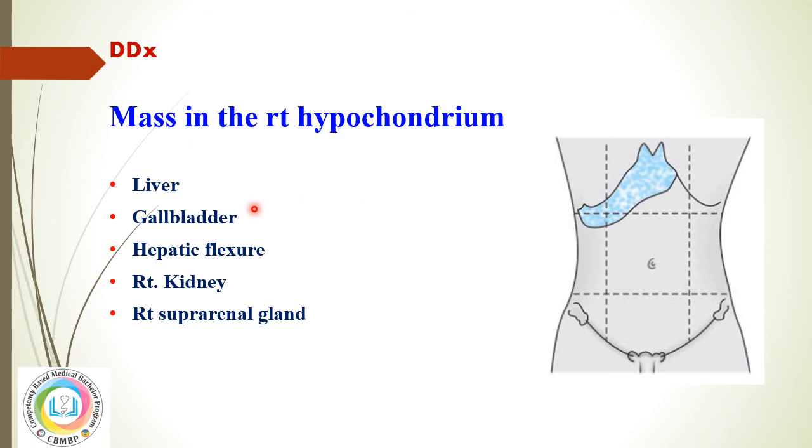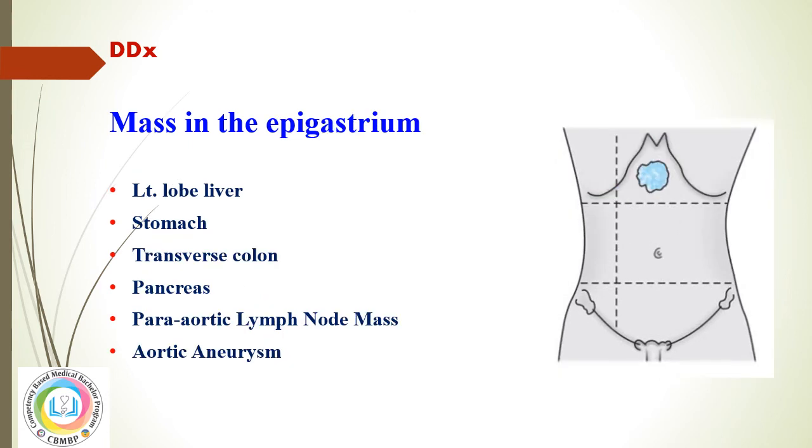The gallbladder itself may be the origin of the mass, as in cases of acute cholecystitis, mucocele or pyocele of the gallbladder, or cases of cancer gallbladder. The mass may arise from the right hepatic flexure, as in cases of cancer or intussusception, or may arise from the right kidney or right suprarenal gland.